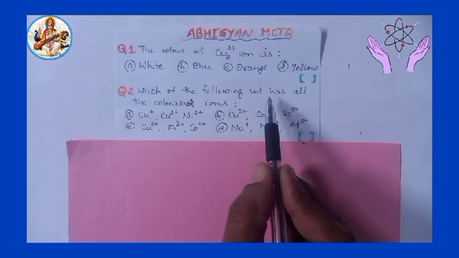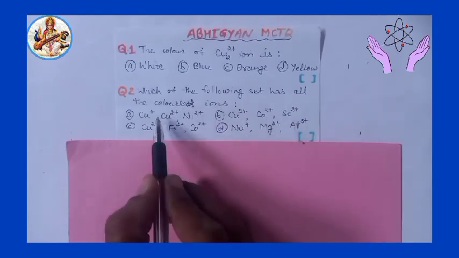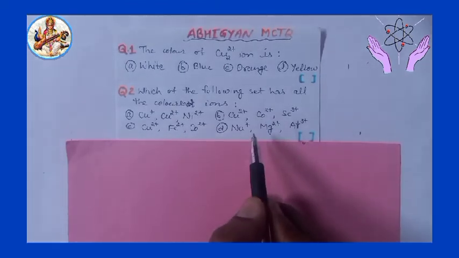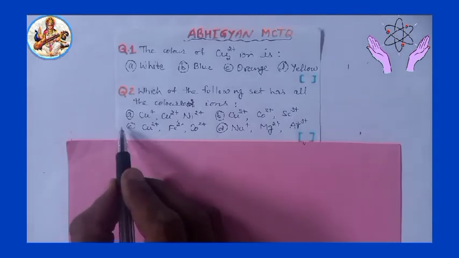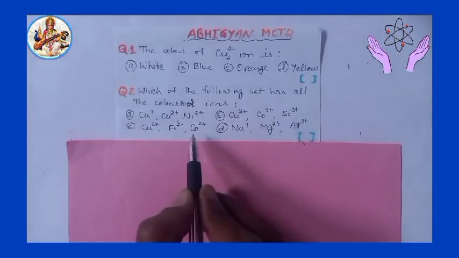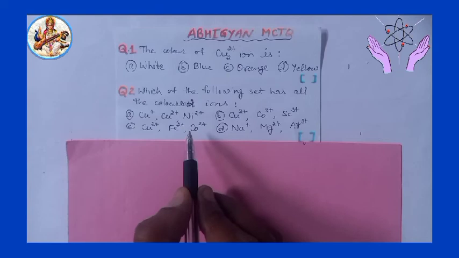Next, second: which of the following sets has all the colored ions? Options A, B, C and D. So the answer is option C, Cu2+, Fe2+ and cobalt 2+. All the ions have unpaired d electrons, thus they are all colored ions.